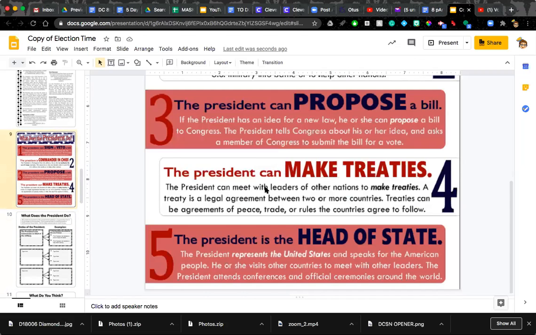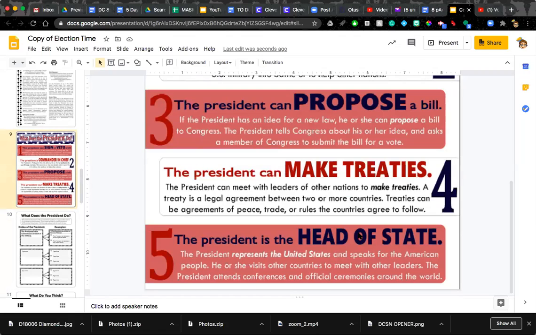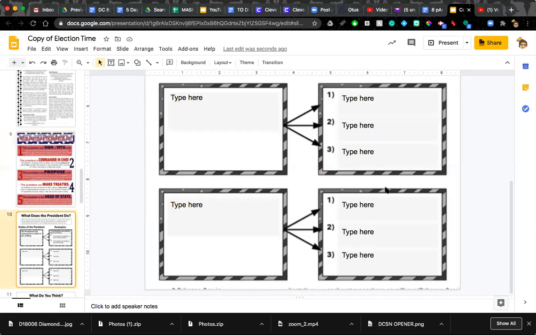So you might say he's the head of state. And as the head of state, he speaks for the American people. He visits other countries and he attends ceremonies. There's my 3 things that go with that. And then I need one other one, okay?